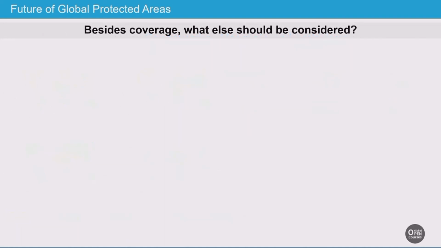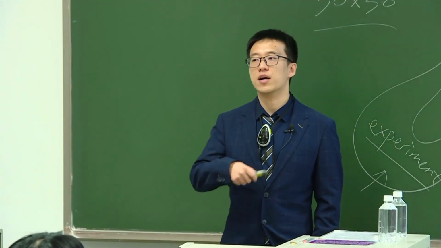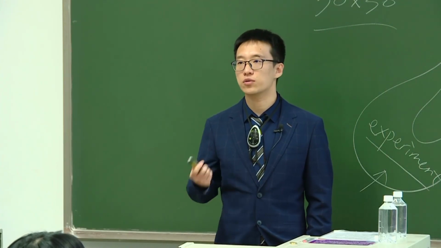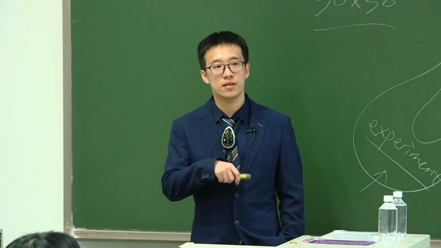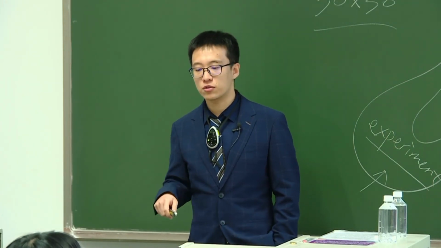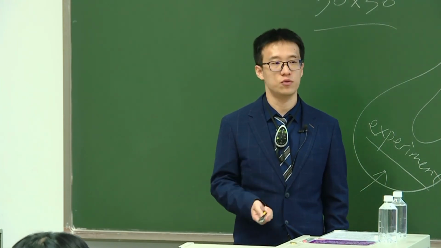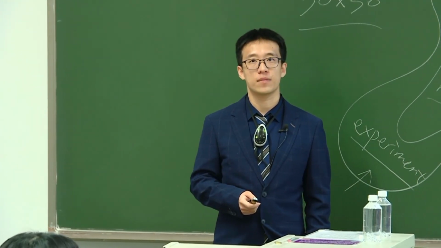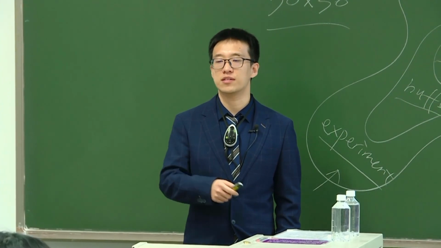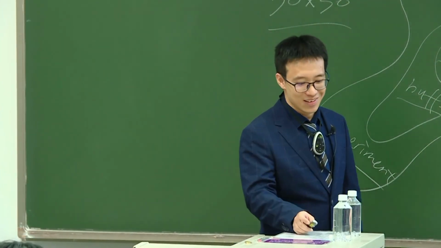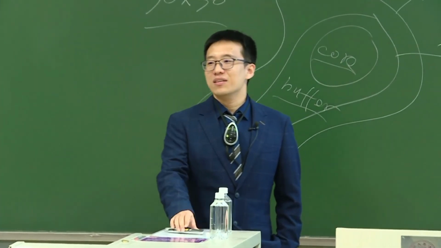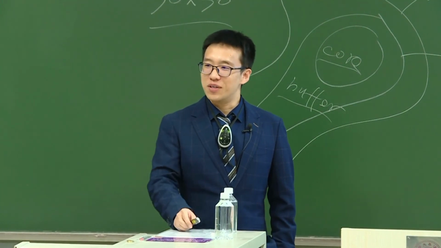Okay, besides coverage, because what we are discussing is about the future of global protected areas, and we only discussed how much we should protect and where we should protect. So besides this coverage, what else should be considered in developing a protected area system in the future? Let's have a 2 minute discussion. You can discuss with your classmates.